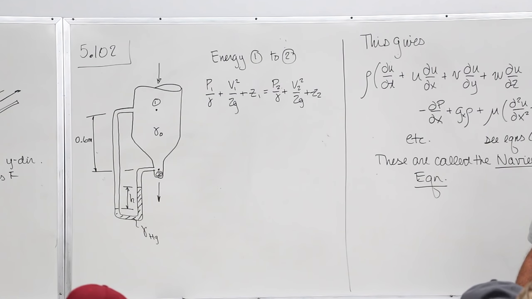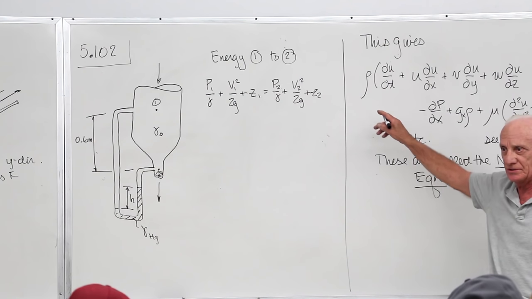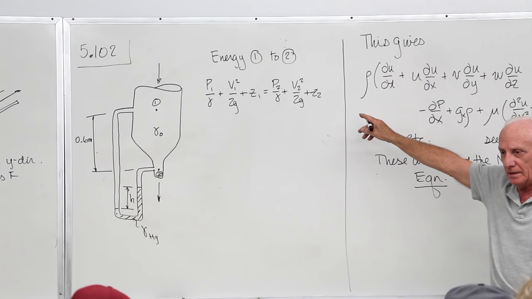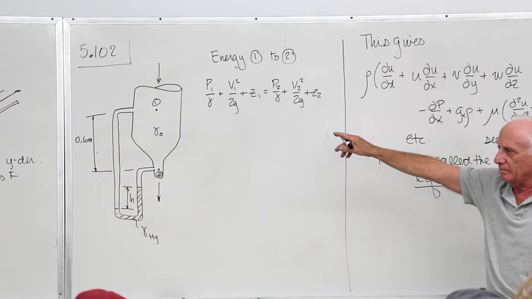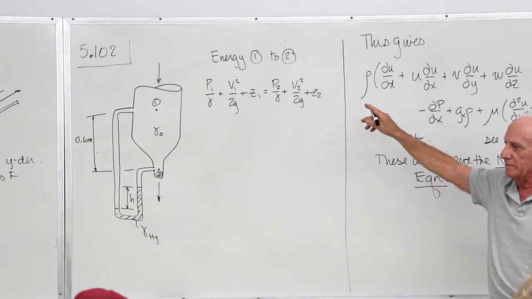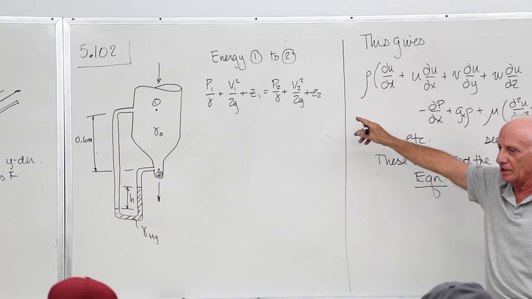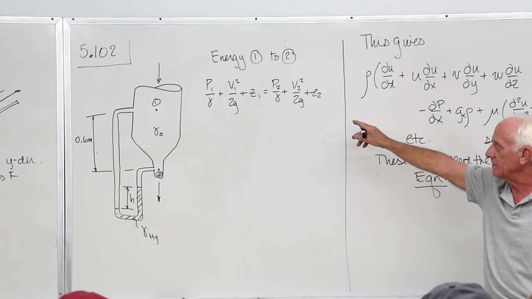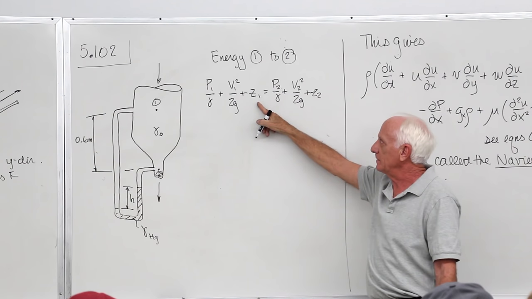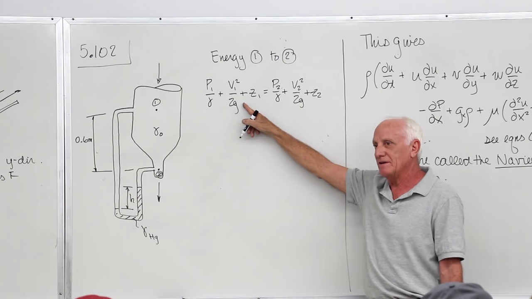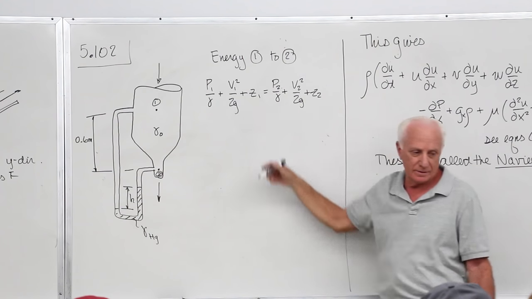Determine the volumetric flow rate for frictionless flow. Okay, so I put the loss as zero in there. Because he said frictionless flow, put the loss term in the energy equation as zero. There is no pump, HP is zero. There is no turbine, HT is zero. There are no losses, HL. What units is this in? Feet or meters. Everything in there is in feet, or meters.